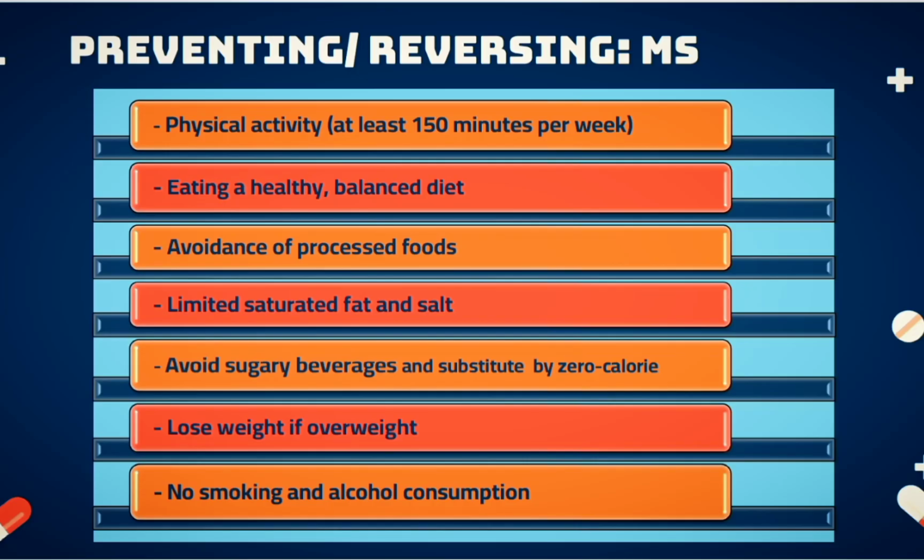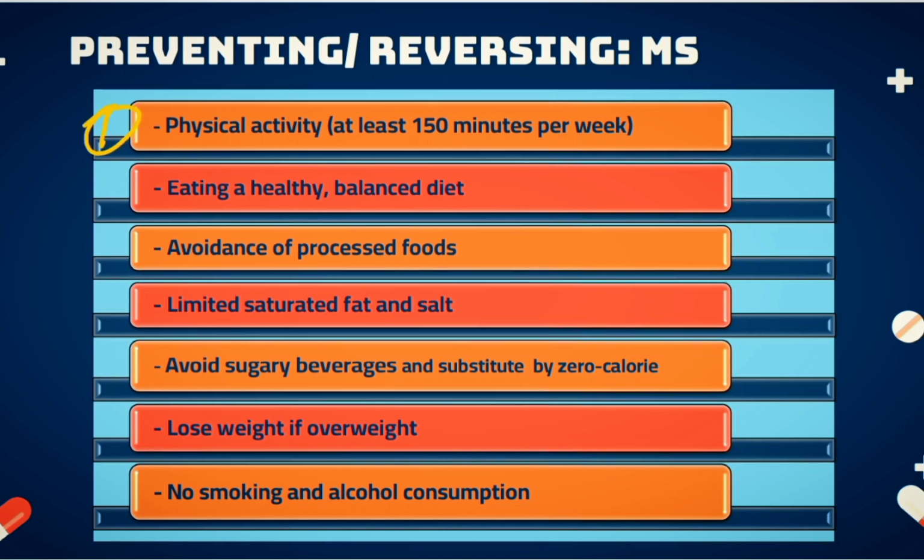Let's see how we can prevent or reverse this metabolic syndrome. The first one is physical activity. If any person is doing 150 minutes per week of mild to moderate exercise, he is less likely to develop metabolic syndrome. A person should consume a healthy and balanced diet, meaning he should consume green leafy vegetables. Fruit should be a part of his meal. He should include grains in his diet which are fibrous. Third one is avoidance of processed food which contains sugars and preservatives.